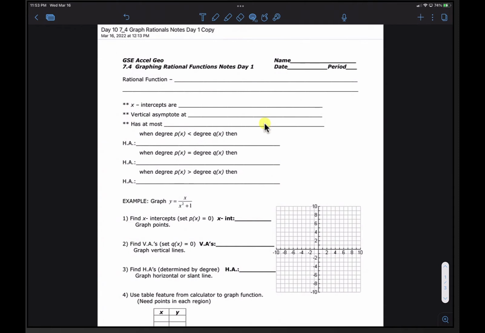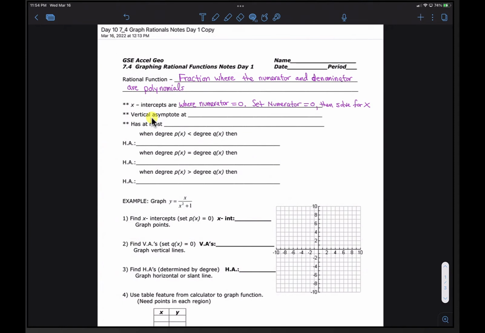What is a rational function? A rational function is a fraction where the numerator and denominator are both polynomials. How do we find the X intercepts? The X intercepts are where the numerator is equal to 0. So we set the numerator to equal 0 and then we solve for x.